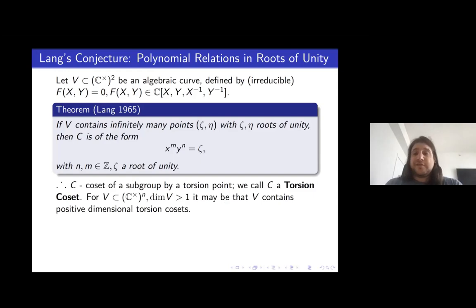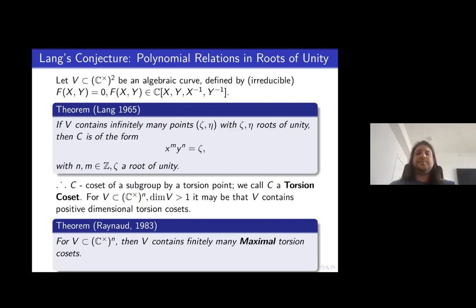And then if you have a variety in some higher dimensional multiplicative group, G_m to the n, if its dimension is bigger than 1, it could contain positive dimensional torsion cosets, and those could be the source of your torsion points. And so the theorem, conjectured by Lang, proved by Raynaud, and since then proved many more times using various methods. This is sort of a test problem for many other generalizations, but Raynaud proved it first. And the theorem is that the way to state it is that you contain finitely many maximal torsion cosets.